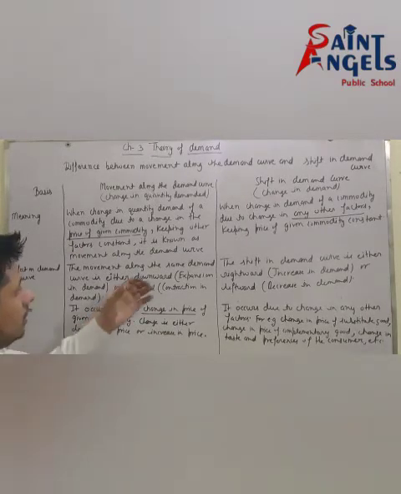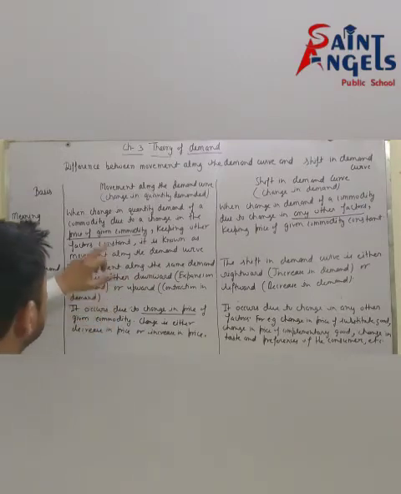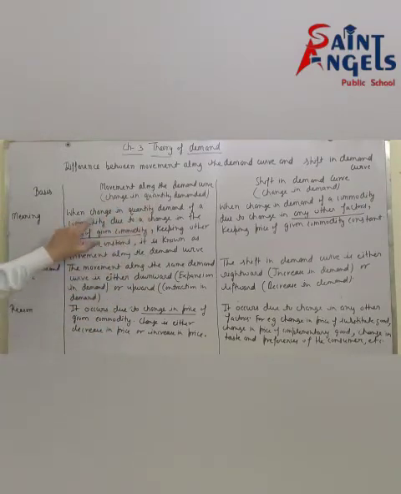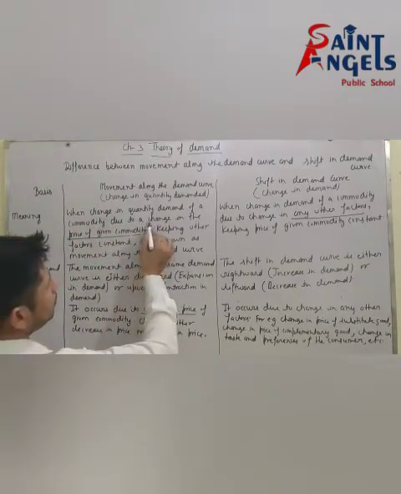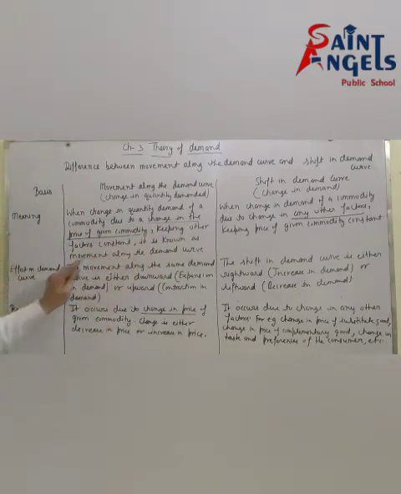Please try to understand again here. Movement along the demand curve: when there is a change in quantity demanded of a commodity due to a change in the price of the given commodity. So here the price of the given commodity changes, and other factors remain constant.